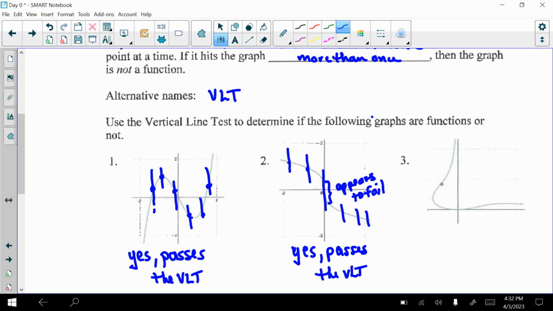Okay, so this one is a definite fail because right here, for instance, I can see that that vertical line passes through that graph twice. So this one is no, it is not a function because it fails the VLT.